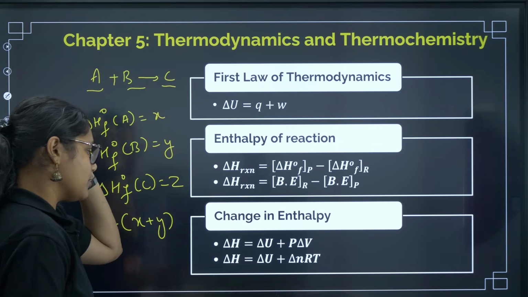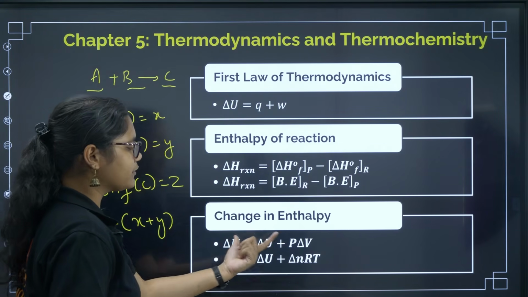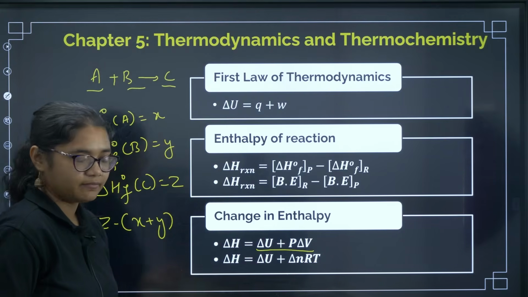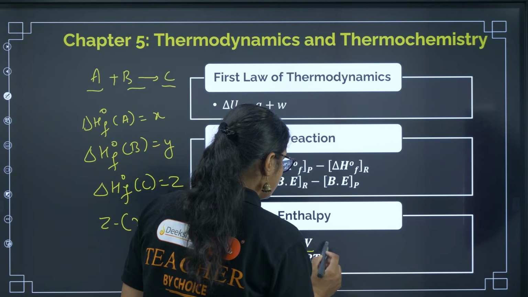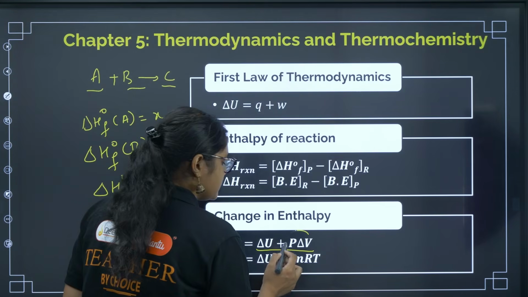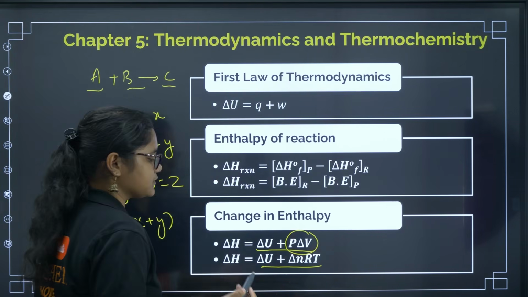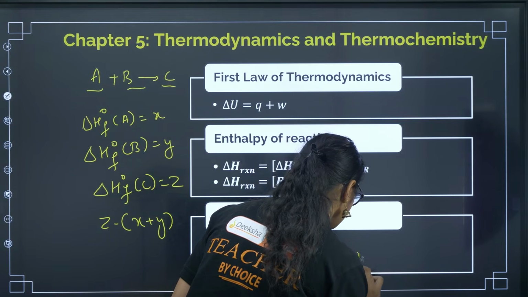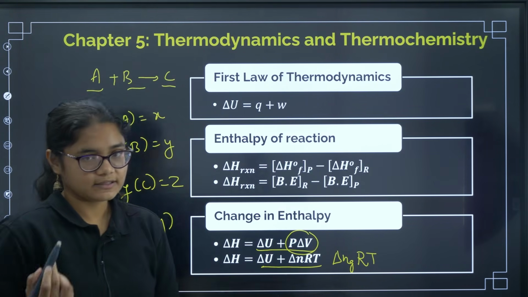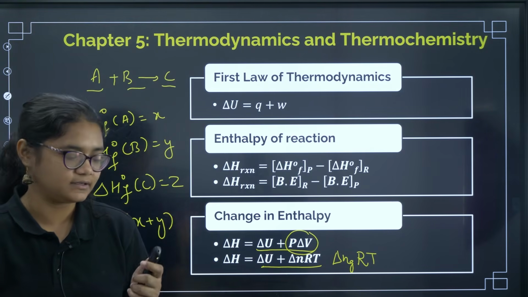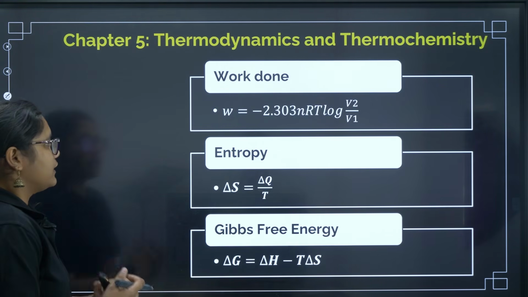Okay, now coming to calculation of change in enthalpy, delta H is equal to delta U plus P delta V. What is delta U here? Internal energy, P is pressure, delta V is change in volume. This can also be written, if reactions are there, as delta H is equal to delta U plus delta Ng RT. Ng you can calculate in the same way: number of moles of gaseous products minus number of moles of gaseous reactants.